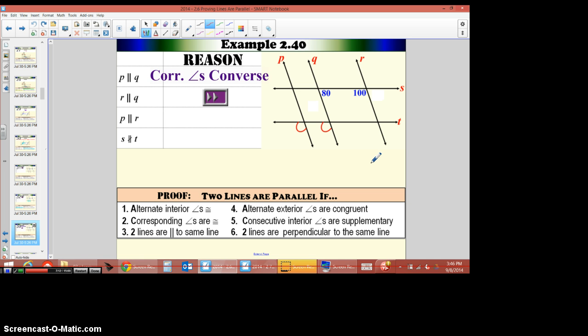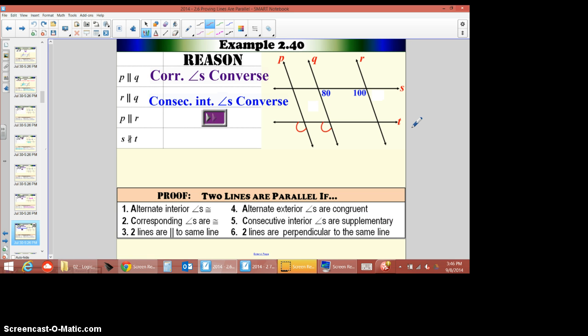Now I'm looking at R and Q. So I grab Q, draw blue, R, draw blue. Now I gotta pick which transversal. If I pick this one, I don't have any information. I don't have sufficient information. And if I pick this one here, I can see, hey, look, 100 plus 80, that makes 180, and that makes it have to be a CIA situation. We say consecutive interior angles, CIAs, and it's the converse because we're proving.